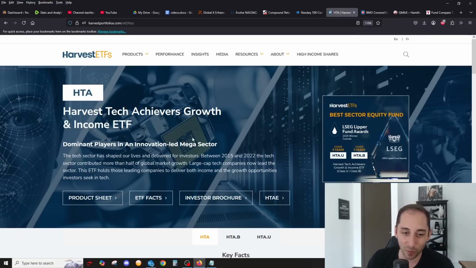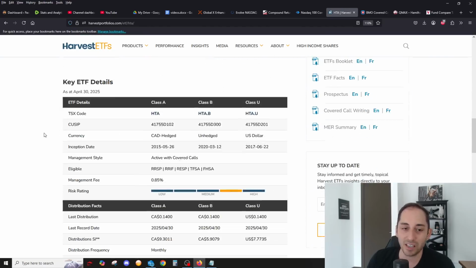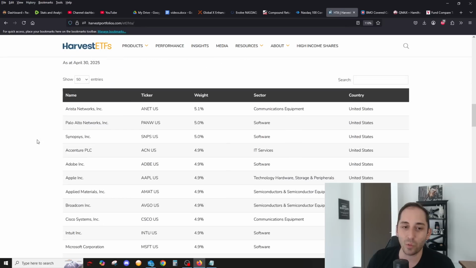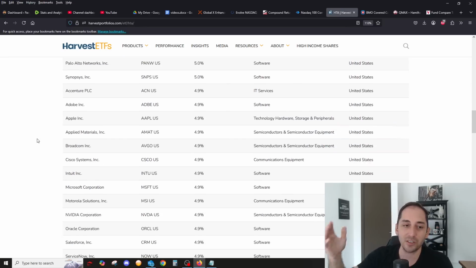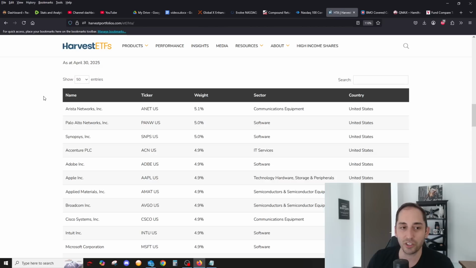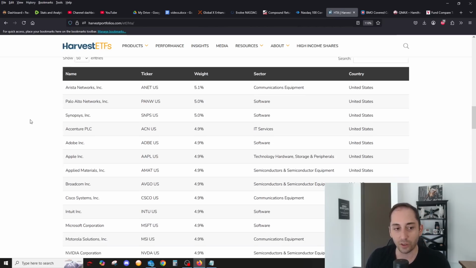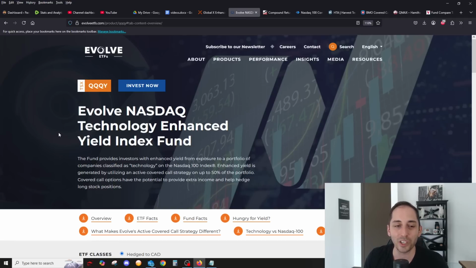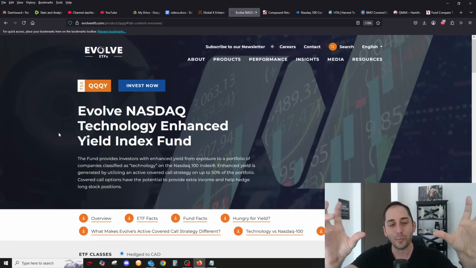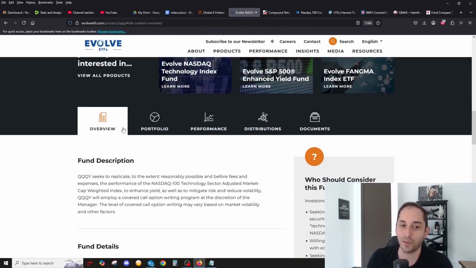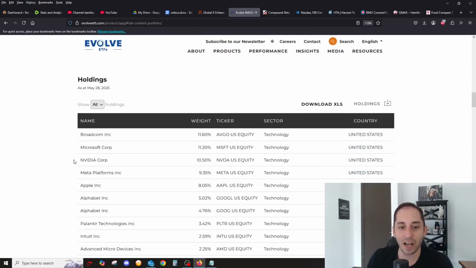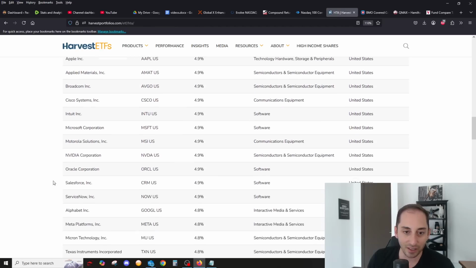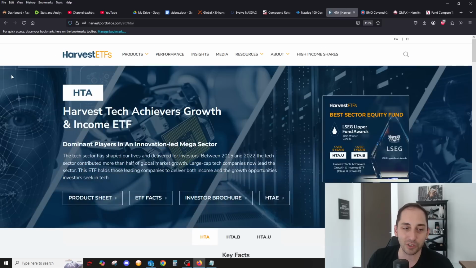It's currently outperforming HTA. HTA does have a management fee of 85 basis points, and I think the main reason why QQQY is outperforming HTA is because the technology stocks in here are equal weight. There's 20 and they're equal weight, whereas HTA is more market cap weighted, which means the better the company is, the bigger the portion there's going to be. So of course, if Nvidia is beating everyone, Nvidia is 10% of this ETF, whereas it can only be 5% of the other ETF, right? So I personally like market cap weighted.